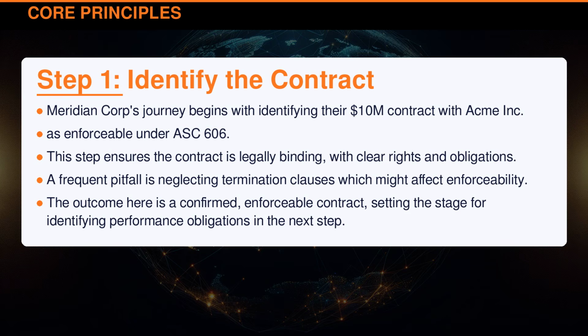Meridian Corporation's journey begins with identifying their $10 million contract with Acme Incorporated as enforceable under ASC 606. This step ensures the contract is legally binding, with clear rights and obligations. A frequent pitfall is neglecting termination clauses, which might affect enforceability. The outcome here is a confirmed enforceable contract, setting the stage for identifying performance obligations in the next step.